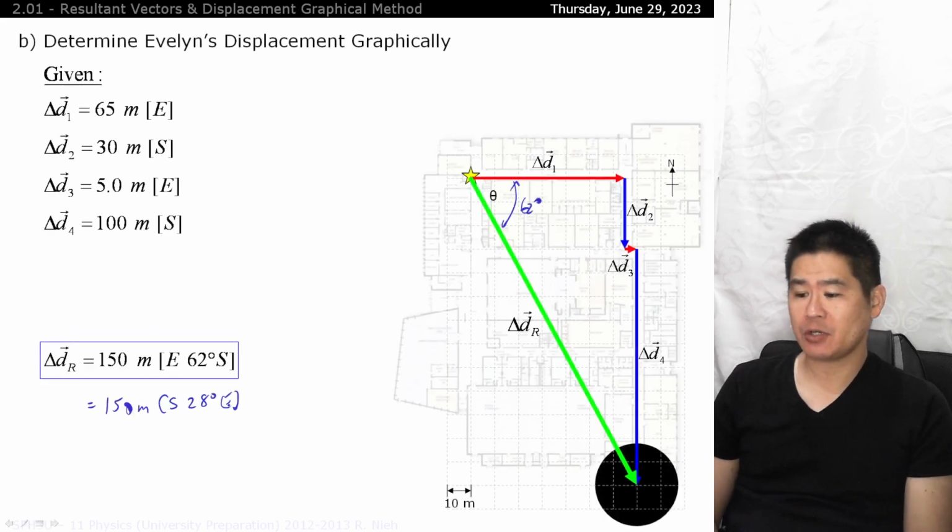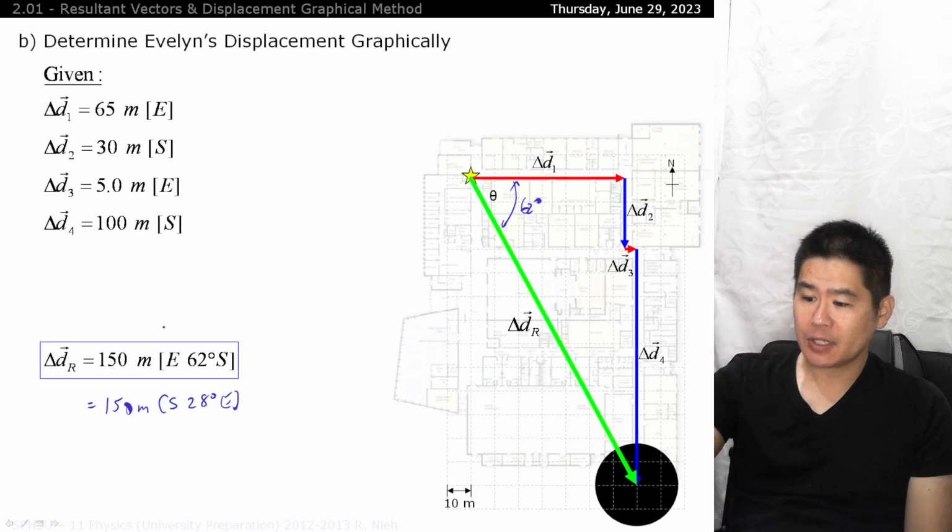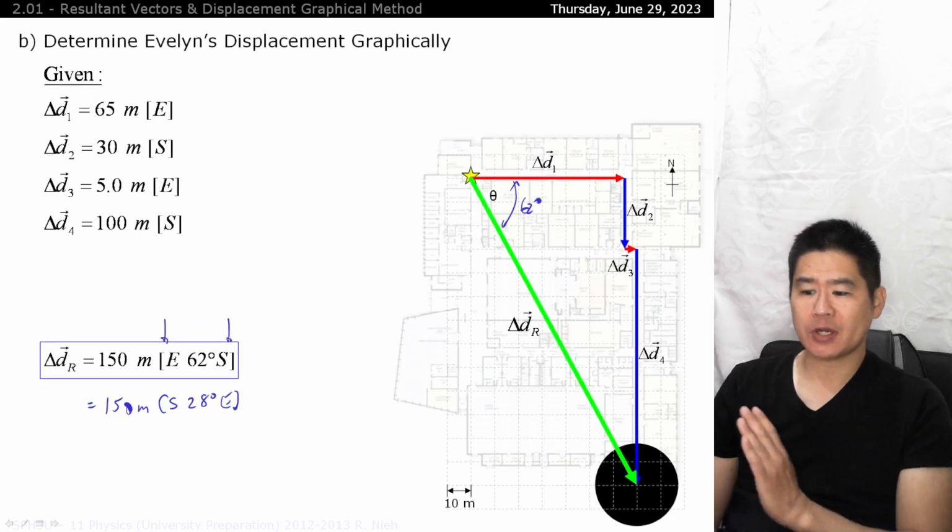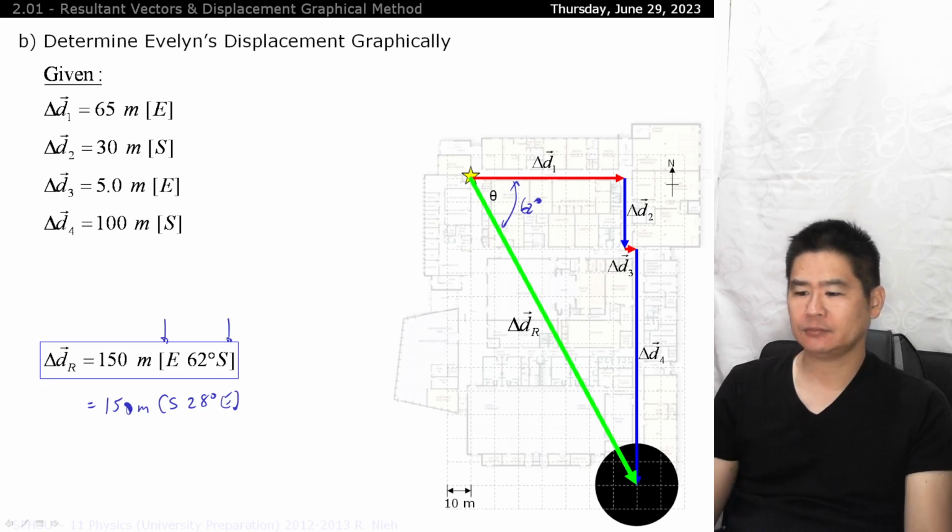Something else I should also mention while we're still here. You'll notice that we place these square brackets around the direction, and always leave the direction at the end of your vector. All right, don't place it anywhere else.